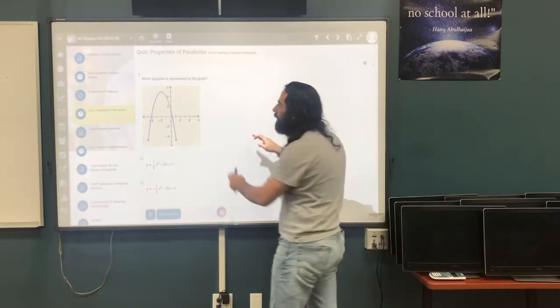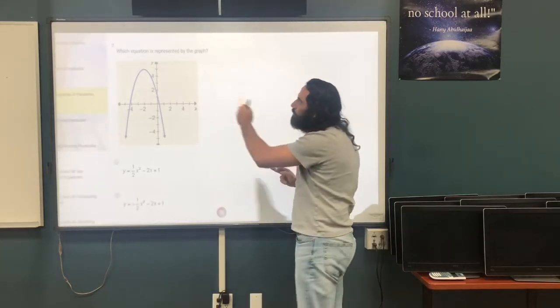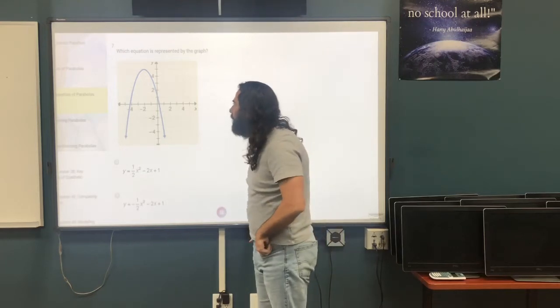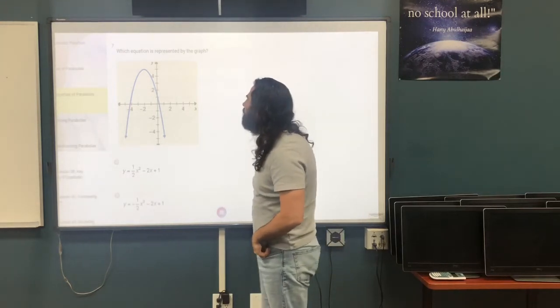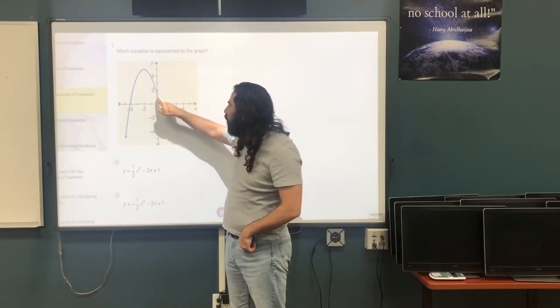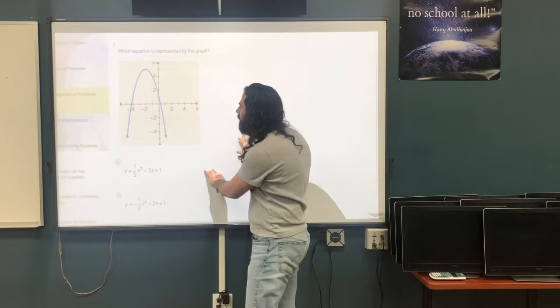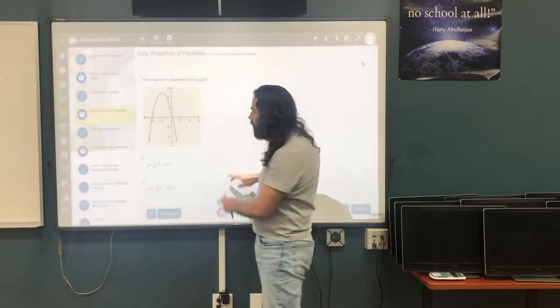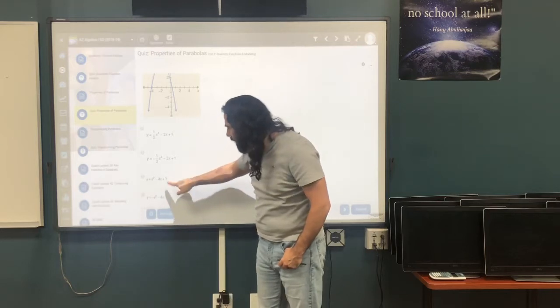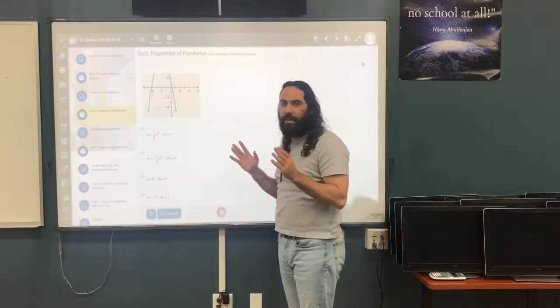The same thing here, guys. Which equation is represented by the graph? So which one is represented by this graph? As you can see, guys, what's the y-intercept? The y-intercept is 1, right? I hope you can see the graph is at 1. So the one that I'm going to choose has a y-intercept of 1. All of them have 1, so all of them could be an answer.